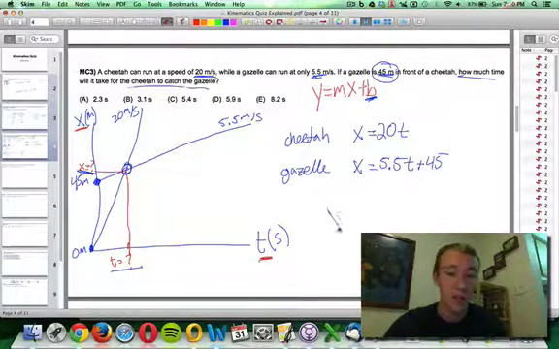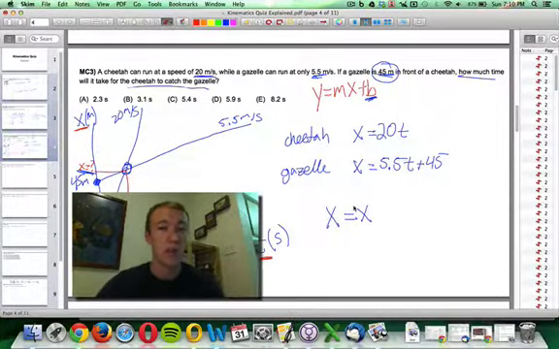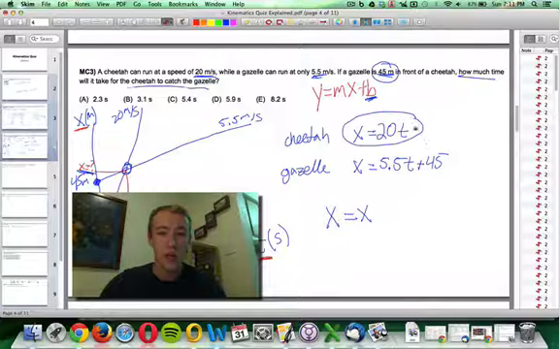If the gazelle and the cheetah are at the same place at the same time, if the cheetah's caught the gazelle, that means that the cheetah's position, x, we're using x for position, is going to be the same as the gazelle's position. Whoa, revolutionary, I know. X equals x. Position of the gazelle is the same as the position of the cheetah. Now we can substitute in these two equations, right?